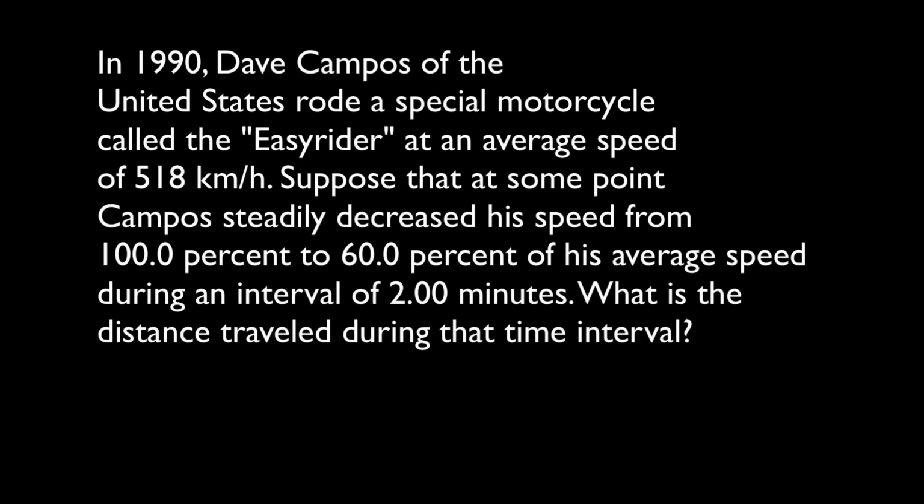In this particular problem, it says in 1990, Dave Campos of the United States rode a special motorcycle called the Easy Rider at an average speed of 518 kilometers per hour. Suppose that at some point Campos steadily decreases his speed from 100% to 60% of his average speed during an interval of 2 minutes. What is the distance traveled during that time interval?